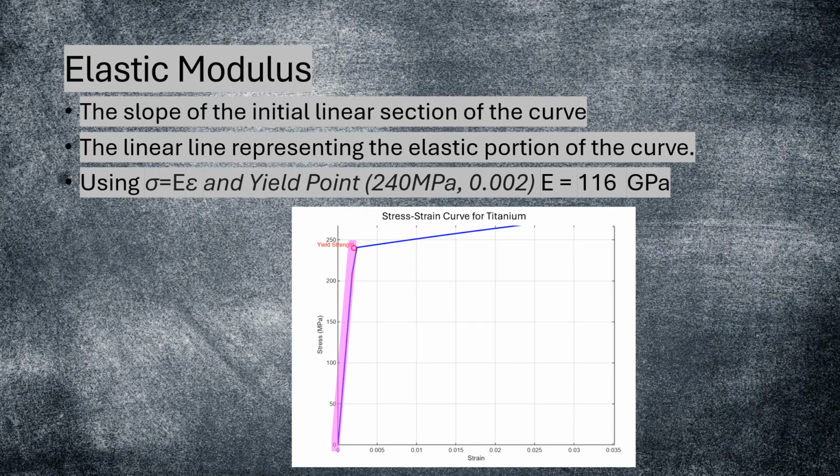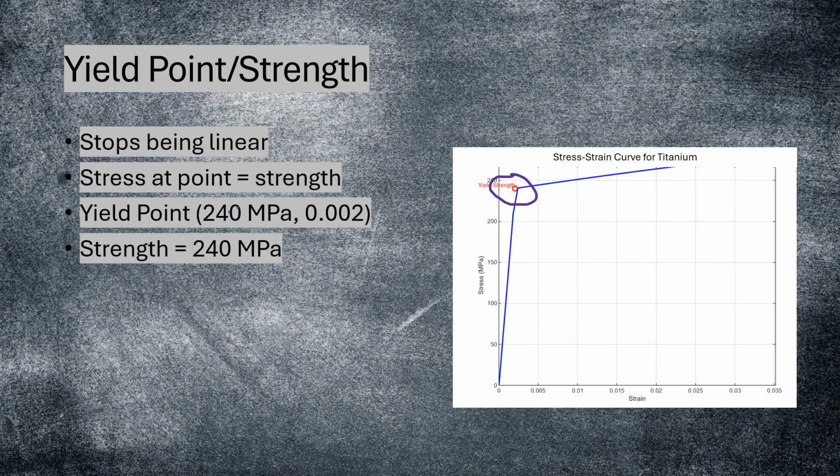For the elastic modulus of titanium, we use the equation stress equals elastic modulus times strain. As you can see on the stress strain curve, the elastic modulus is the linear part of the curve, highlighted in purple. The yield point is 240 megapascals at 0.002 strain. Using this equation, we figured out that the elastic modulus equals 116 gigapascals.